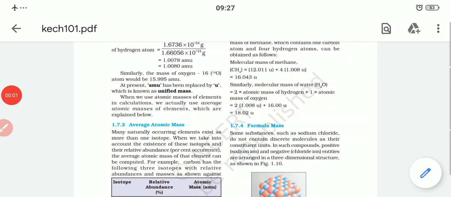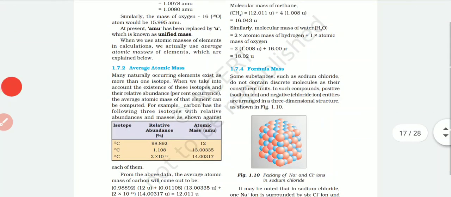Hello friends, today we continue chapter 1 of 11th chemistry. We already discussed in the previous lecture what atomic mass and molecular mass are. In today's lecture we start with formula mass. So what is formula mass?